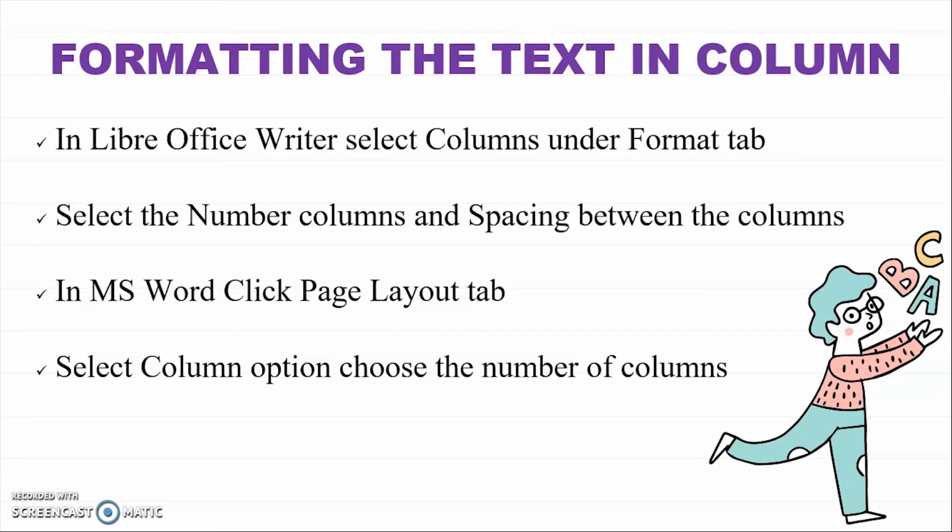Suppose you want 2 columns to appear in your newsletter. You have to select 2, and then the spacing between the columns. For each column there will be some gap. So how much space you want, 1 or 1.5 or 2, you have to decide the spacing also. In MS Word you have to click the Page Layout tab, then select the Columns option and choose the number of columns.